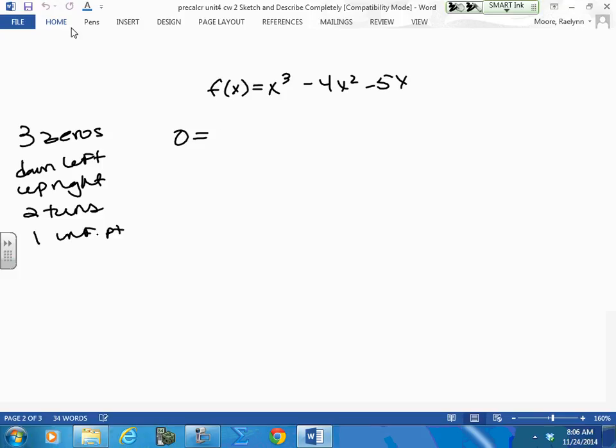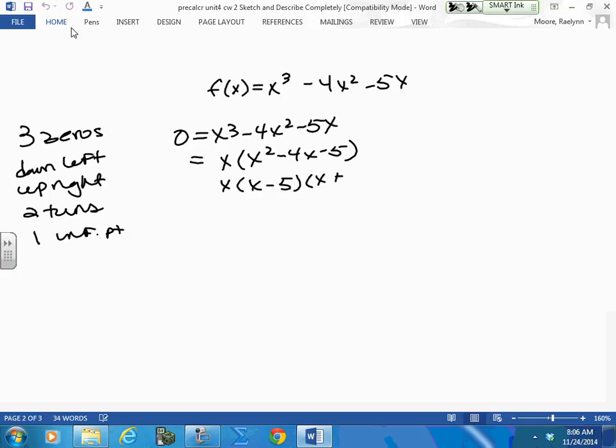Set this equal to 0. What intercept am I finding when I set the y to 0? The x. These are the real zeros. This is the algebraic solution. Yes, you can put it in your calculator and put them on your graph, but you have to do them algebraically. What can we factor out? X. Not a square, just an X. Okay? X minus 5, X plus 1.